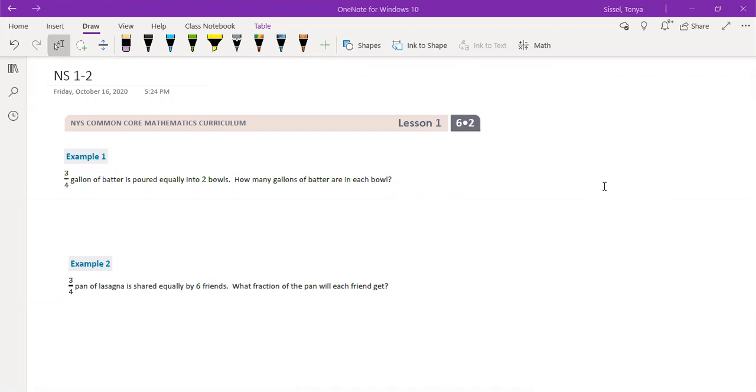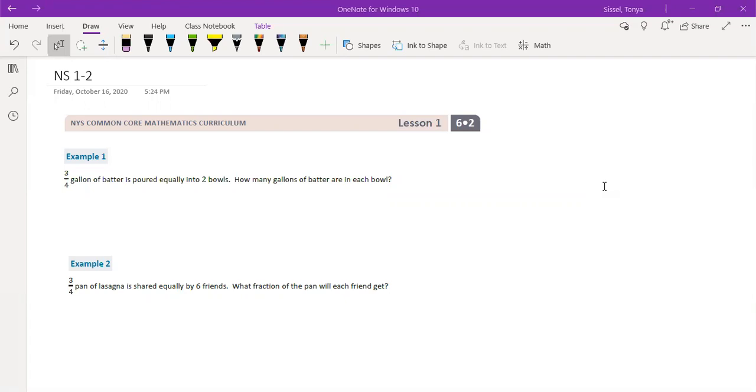This is the Teacher Teach from October 19th or 20th, depending on whether you're first and third or second and fourth. And we have NS 1 and 2. So here we go, number sense 1 and 2. We're looking at dividing fractions.